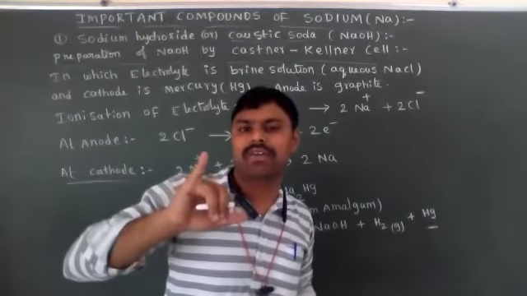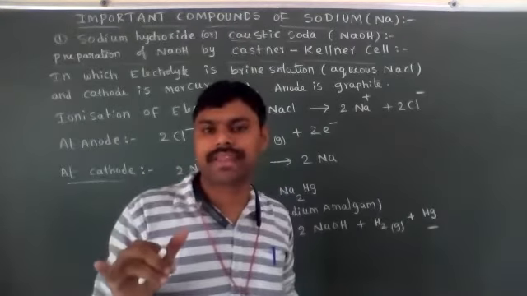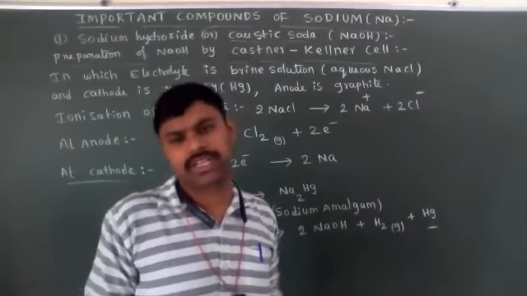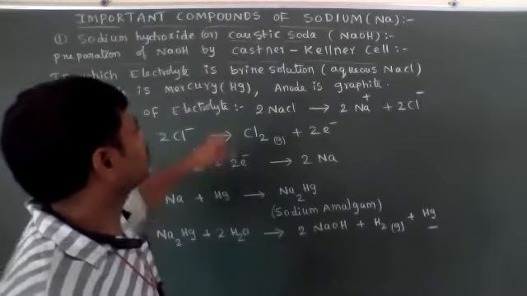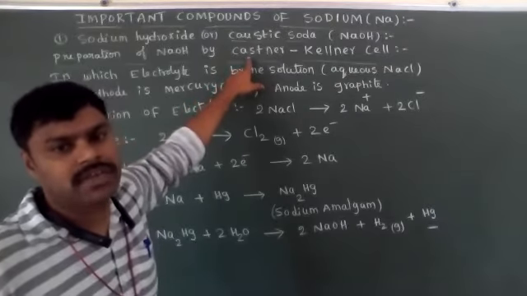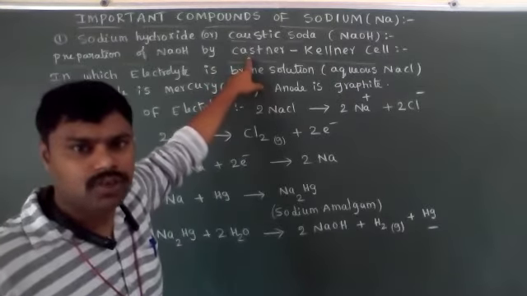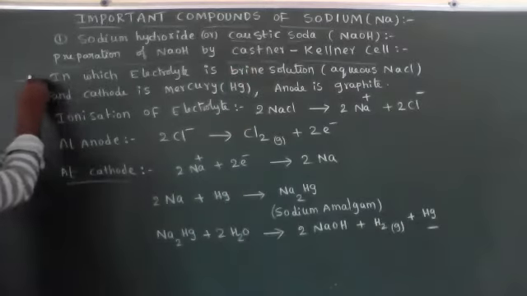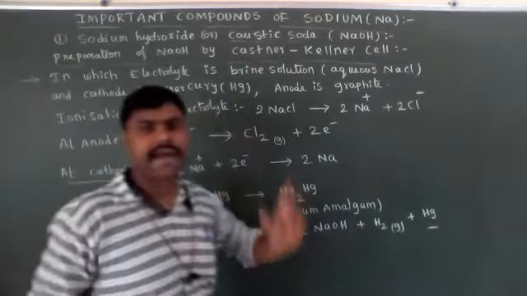So this NaOH we need to prepare. One way is direct electrolysis of sodium chloride. If platinum electrodes are used, then NaOH is obtained at the cathode. Another important method is the Kastner-Kellner process. In this process, different anodes and cathodes are used, and the electrolyte is brine solution.